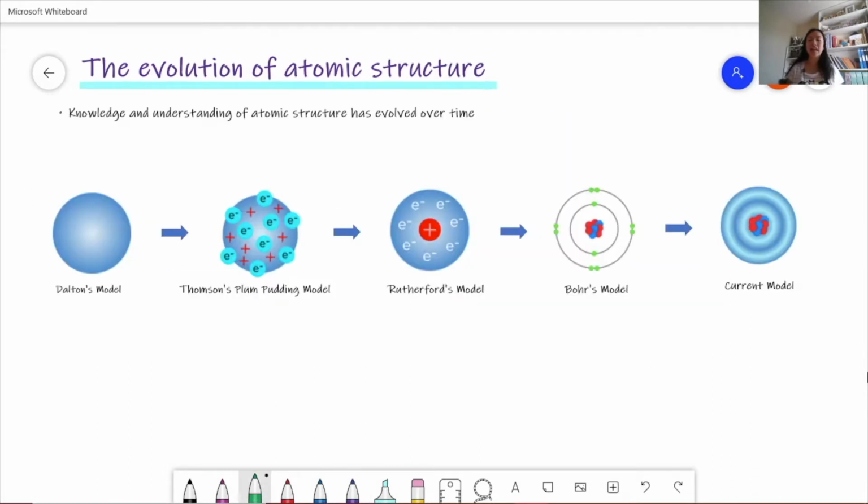So now we're going to look at the evolution of atomic structure. So we need to know that knowledge and understanding of atomic structure has evolved over time. So firstly, we have Dalton's model, and he said that all matter is made up of tiny particles, which we call atoms. And he suggested that an atom was a tiny solid ball. And in his model, he said that atoms couldn't be broken down into anything simpler.